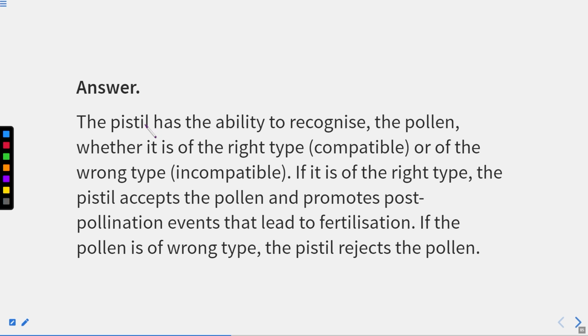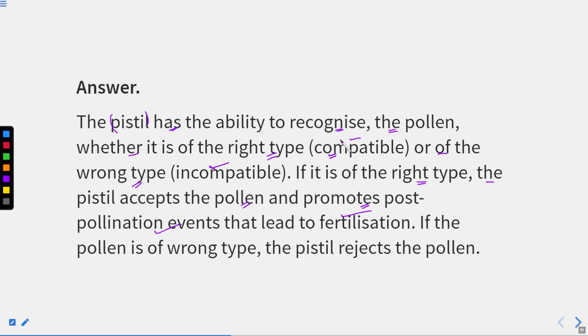Now, the pistil has the ability to recognize the pollen, whether it is of the right type, meaning it is compatible, or of the wrong type, meaning it is incompatible. So the stigma, which is the part of the pistil, determines whether the pollen is compatible or non-compatible. Now, if it is of the right type, if it is compatible, the pistil accepts the pollen and promotes the post-pollination events that lead to fertilization.